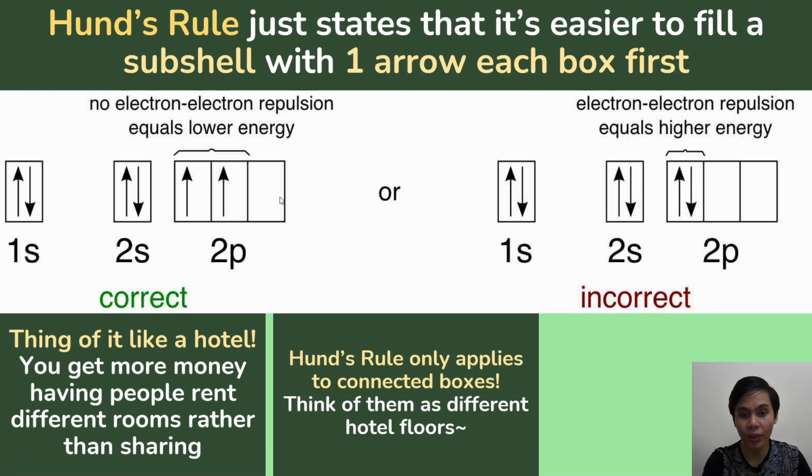So that's Hund's rule. We have to distribute your arrows one arrow for each box first. And it only applies to connected boxes or subshells. That's why for this example, we still have paired up 1s and 2s. So 1s and 2s still have pairs of electrons because they're in different subshells. They're like in different hotel room floors. Each hotel room floor or each subshell is the one that follows Hund's rule. So one arrow for each box first before you start pairing them up.